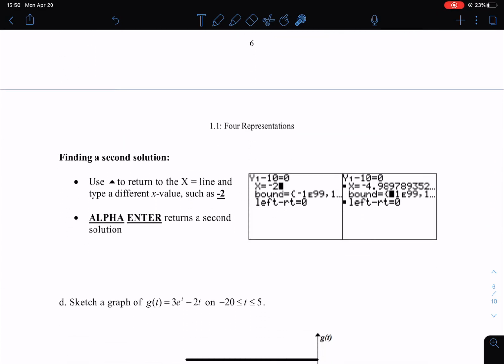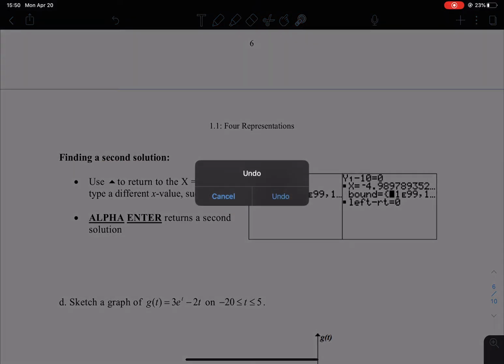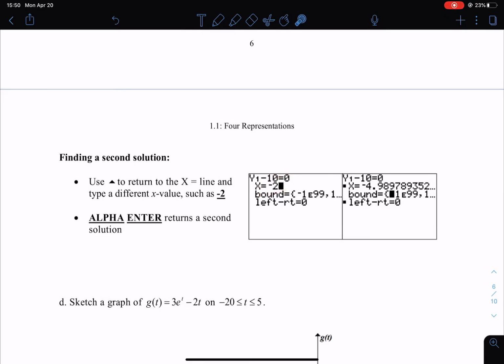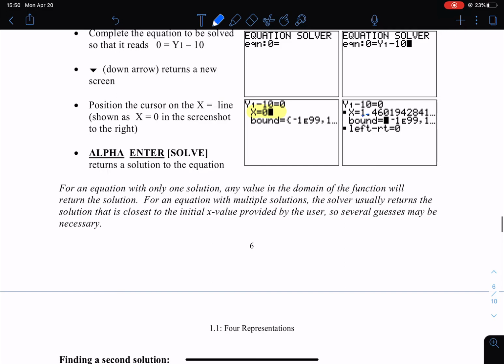And then see here, this is finding a second solution. Now we change it to -2. Then you can see this time we have a negative solution. Last time we had a positive solution.